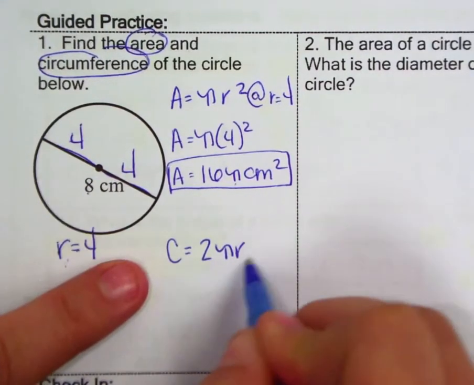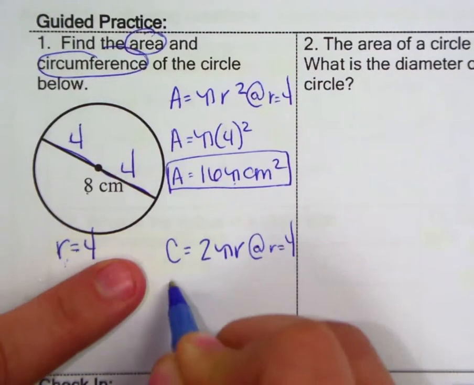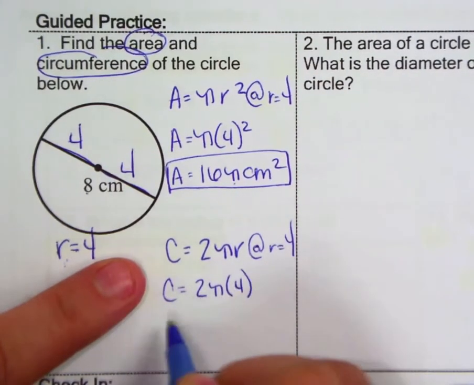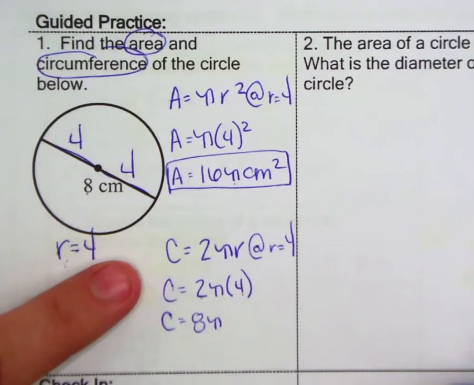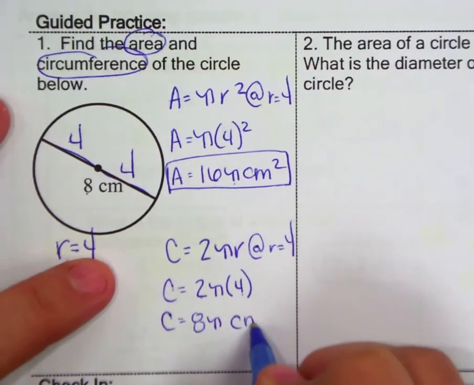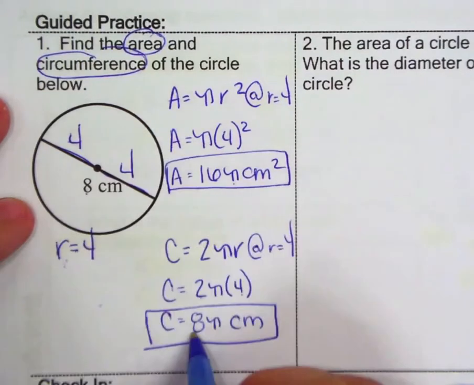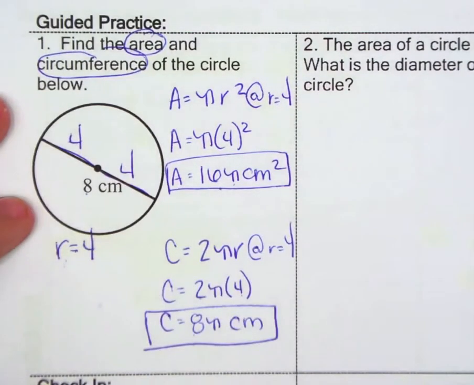All right, for circumference, it's 2 pi r. So we're going to solve this at r equals 4. So the circumference is 2 times pi times the radius, which is 4. 2 times 4 is 8. And then we have a pi. So 8 pi centimeters. So the distance around is 8 pi. The area inside is 16 pi.